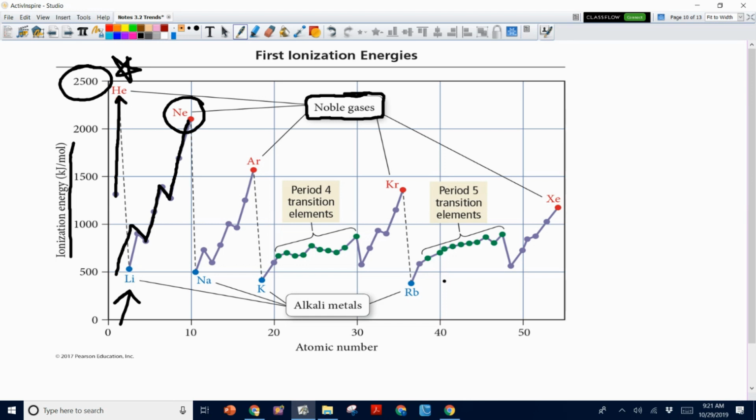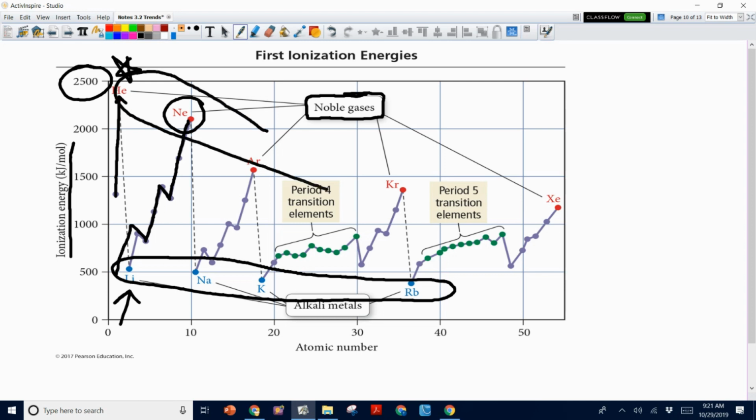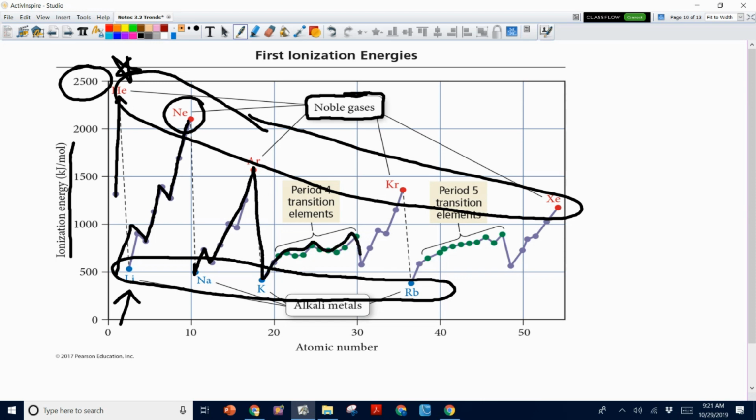Okay, so these elements down here at the bottom are all the group 1 elements, the alkali metals, that just have that 1 electron in that outer shell, which is the lowest energy. It's pretty easy to take that electron off. But as you add electrons and you get closer and closer to the noble gases, it gets harder and harder to remove those electrons. So you can see it goes up and back down, and then up, down, up, down, up, down, and back up.